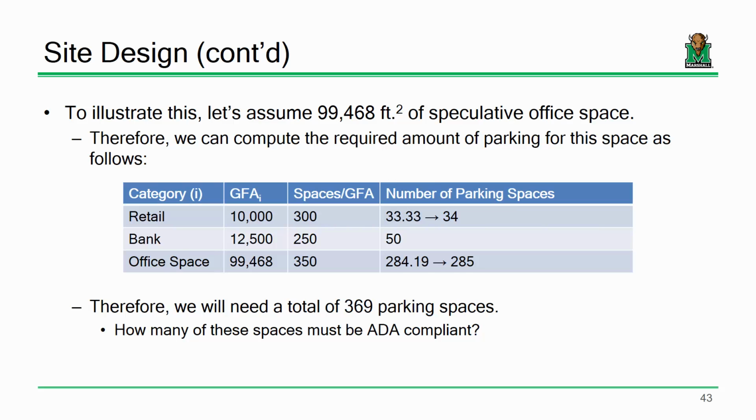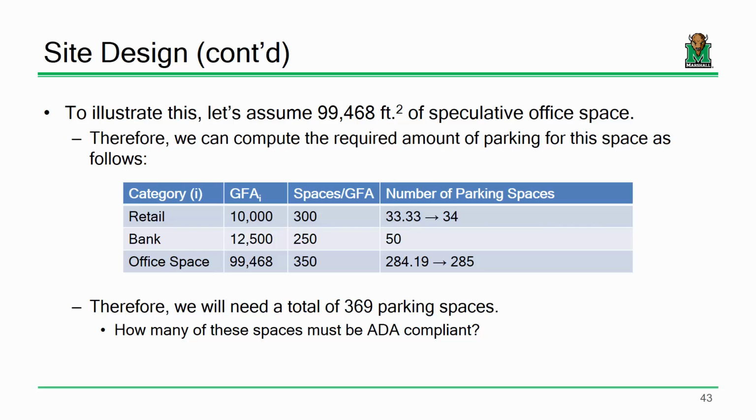Make sense? The bank. The bank has a gross floor area of 12,500. We need, for every 250 square foot of gross floor area, a space, so 12,500 divided by 250, we need 50 parking spaces for the bank. Make sense? Now the rest of that office space, we need a spot for every 350 square foot, so divide that out, comes out to 284.19, round it up and say 285. So summing all that, we need 369 parking spaces for this site.